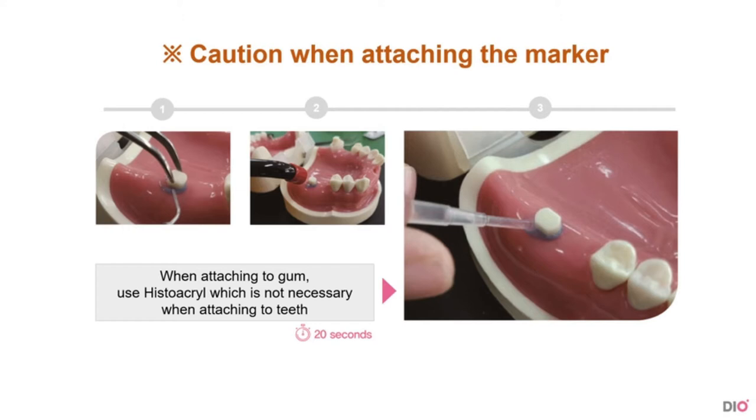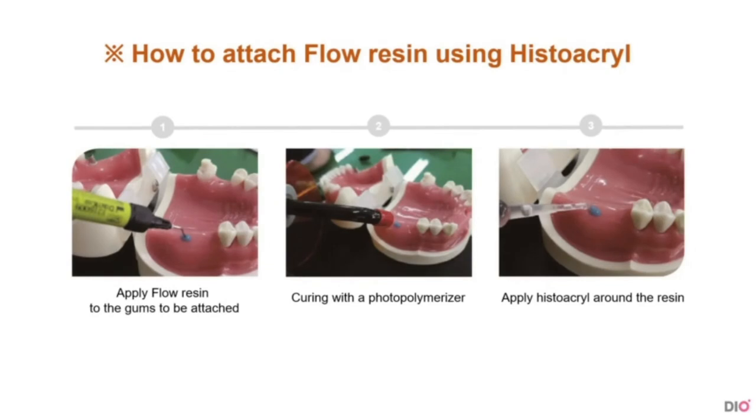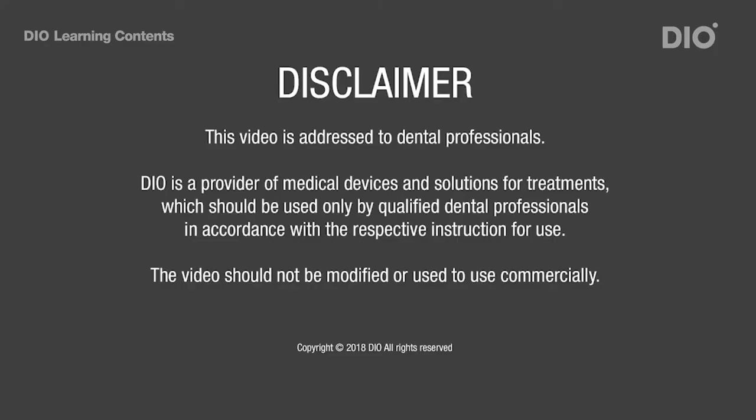Also, you must know that histoacryl is not required when attaching markers to the tooth. However, it is needed when attaching them to the gum. And you have to cure it for 20 seconds. Let's see more detail in the next page. When attaching to the gums like this, it is recommended to apply histoacryl around the resin in the last step. Let's take a quick look at this process in a video.